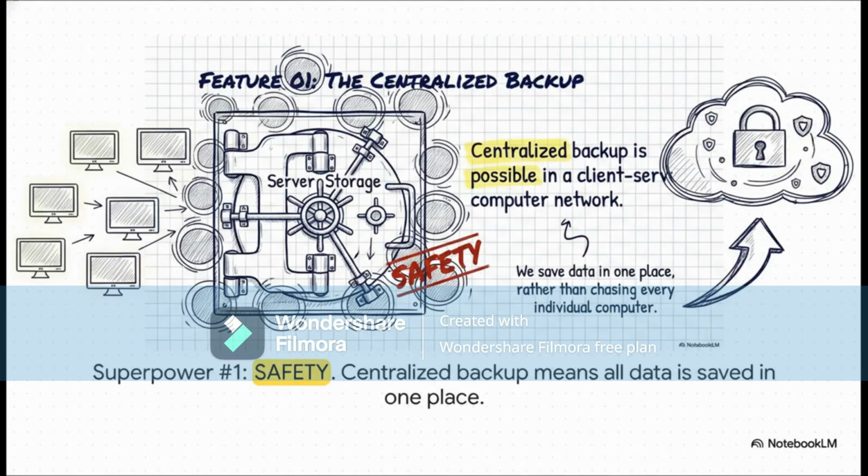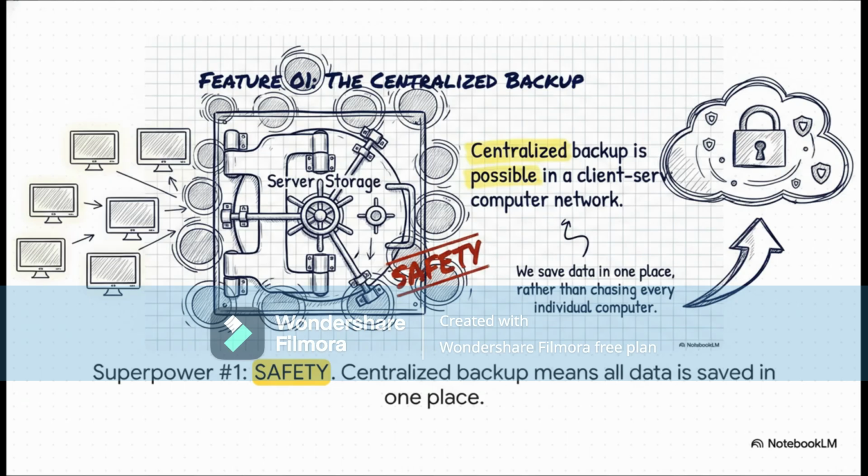Superpower number 1 is safety. Because all the important files are stored on that one central server, it is incredibly easy to back everything up. Just imagine trying to save the data from 30 different computers one by one. It would be a nightmare. Instead, you just back up the one server.